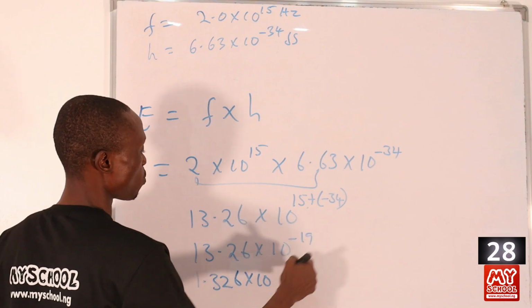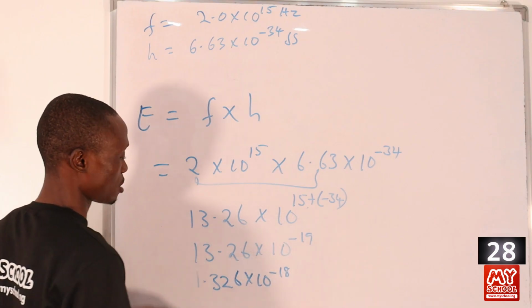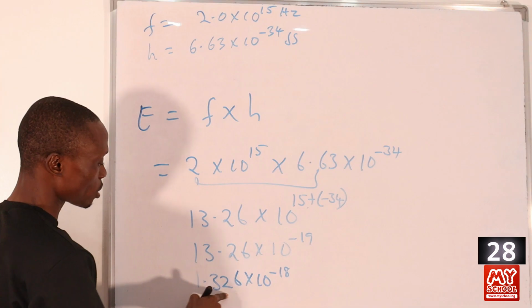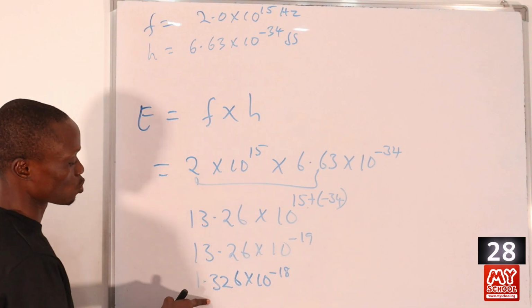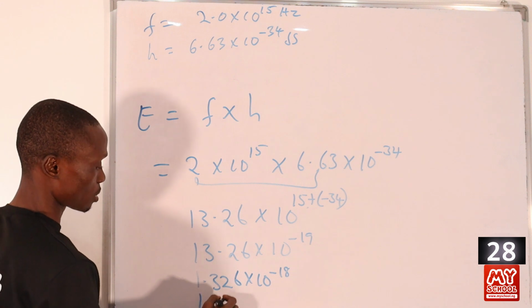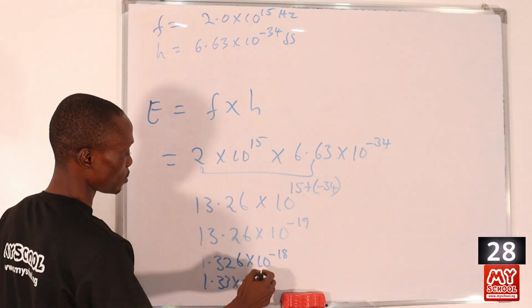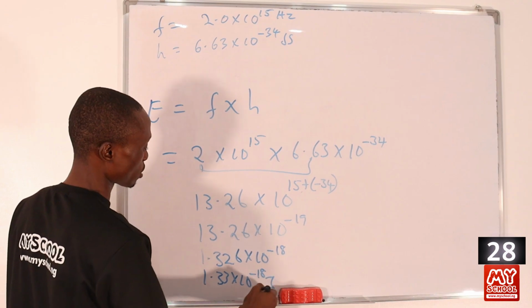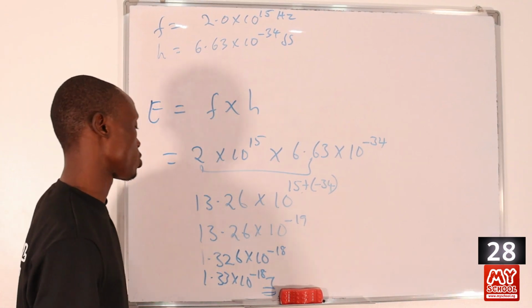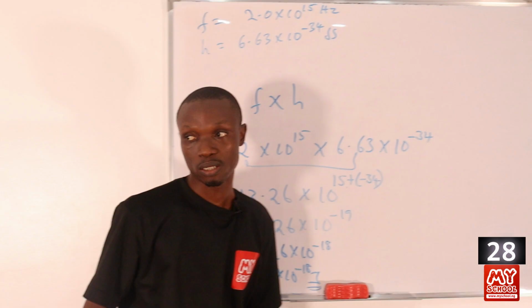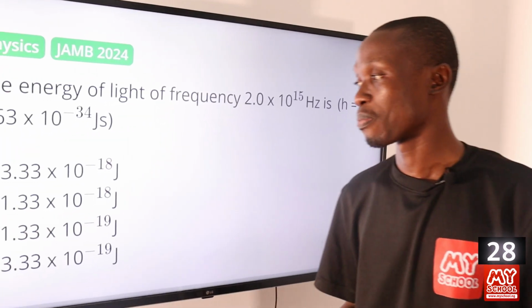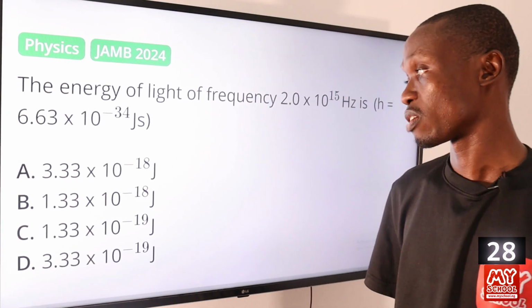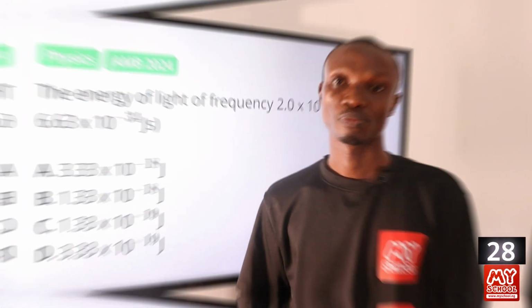So since we are adding 1, we'll be having minus 18. Now, let's take this to 2 decimal places. So if we take this value here to 2 decimal places, we'll be having 1.33 times 10 raised to power minus 18 joule, right? Since we are talking about energy. So let's return back to the screen to pick the correct answer to this question. And that is option B, 1.33 times 10 raised to power minus 18 joule.